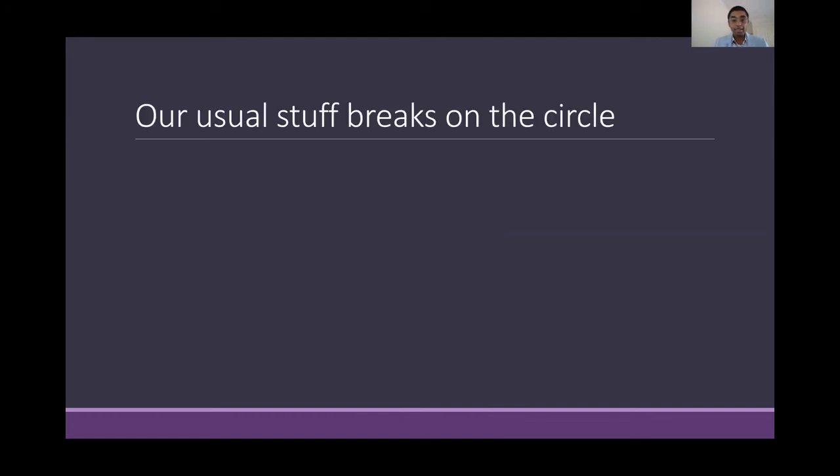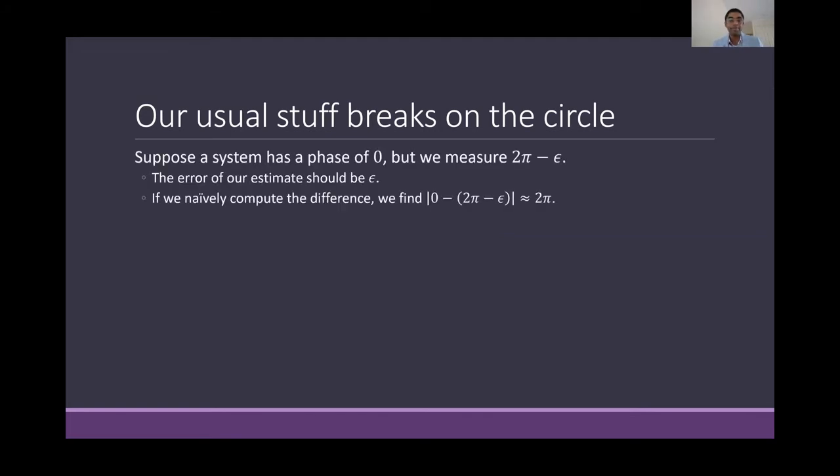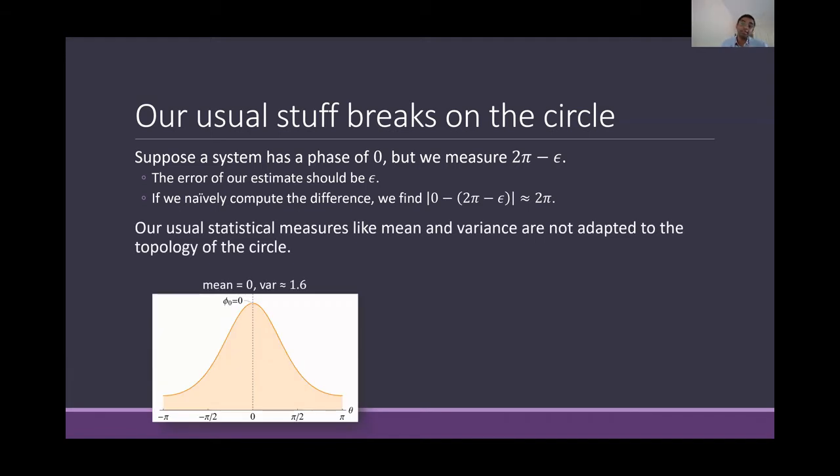And the answer turns out to be no, because unfortunately, a lot of our usual stuff actually breaks on the circle. So to see why that is, suppose a system has a phase of 0, but we measure 2 pi minus epsilon. Now the error of our estimate should be epsilon, right? But if we naively compute the difference, we'll find that the error is equal to 2 pi. The problem is our usual statistical measures like mean and variance, they're not adapted to the topology of the circle.